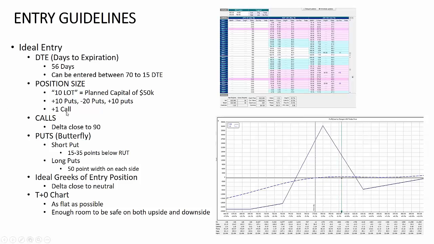So there's one long call, and those calls are delta, and it's close to about 90 delta or so, about 90 to maybe 95. And the puts, we typically start off with the short put about 15 to 35 points below the current market price of the Russell 2000 index.